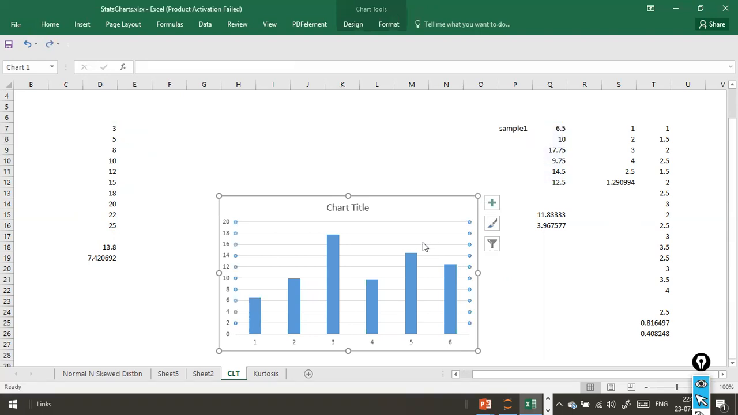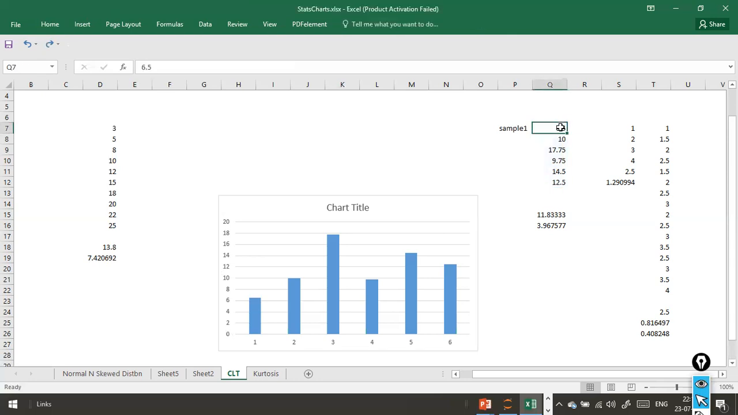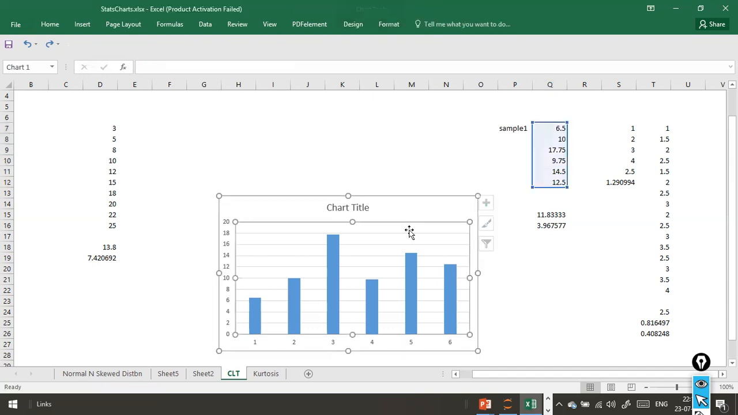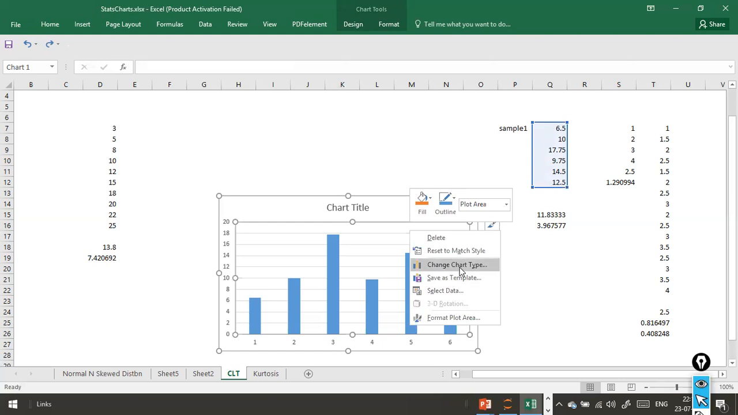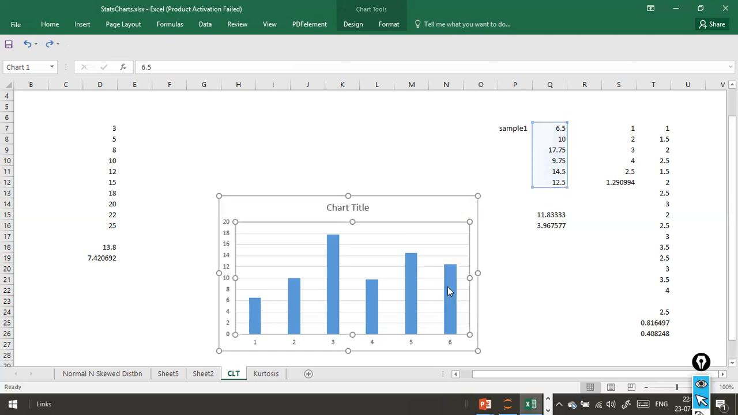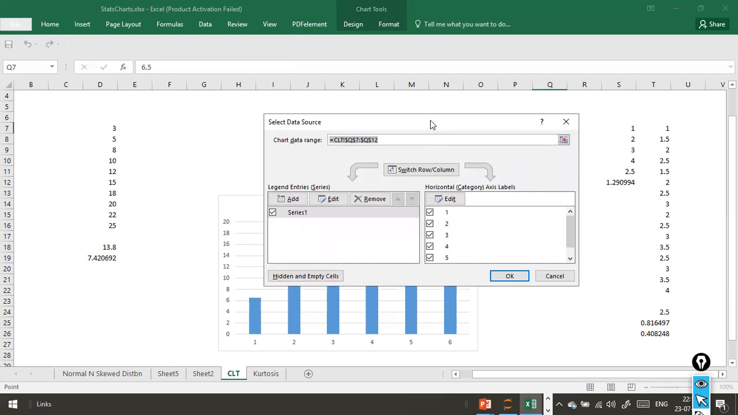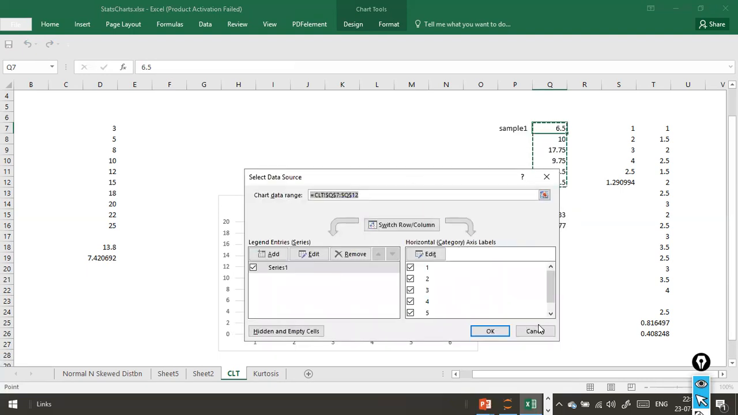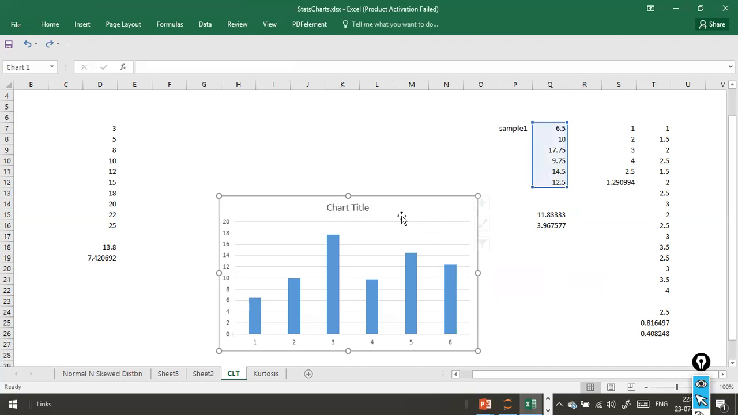What is wrong with this? It was showing correctly here. Okay, I have taken from here, not this one. 6.5 and 10, 17.75. And for this one, I think in this case, I've taken the data from here, up to Q12. Okay, this is the one I've taken, for this one.